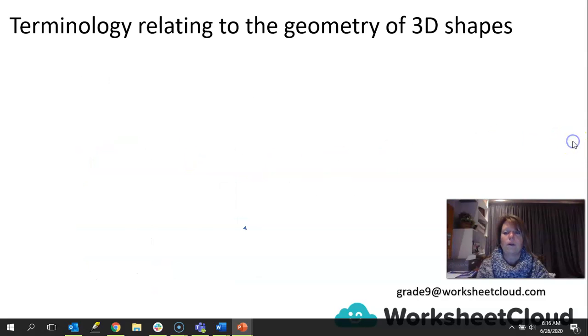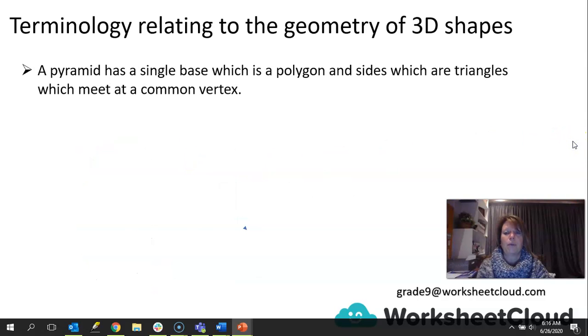Right, the next one, which is a pyramid, it has a single base, which is a polygon, and it doesn't always have to be a flat base. In other words, it is a flat base. It doesn't always have to be a square. It can be a rectangle, it can be an octagon, whatever. It is a polygon, and it is the single base at the bottom, and then the rest are made up of triangles. The triangles make up your lateral sides, and those triangles meet at a common vertex.